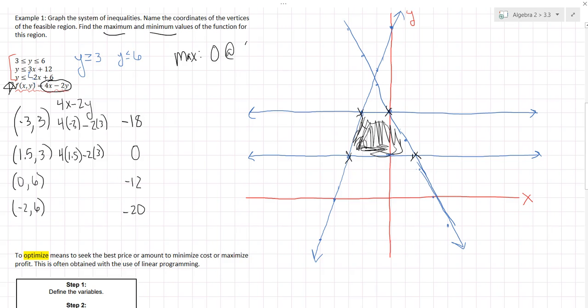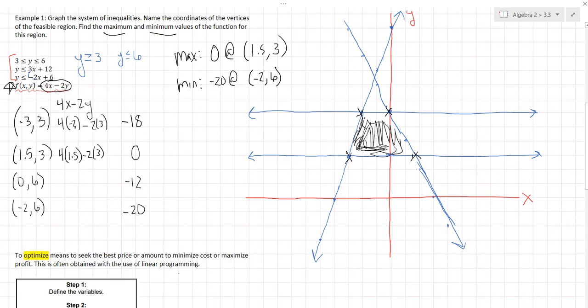At the point 1.53. The minimum value, or the smallest, is negative 20 at negative 2.6. Okay, and that's how you use your feasible region to find the maximum and minimum.